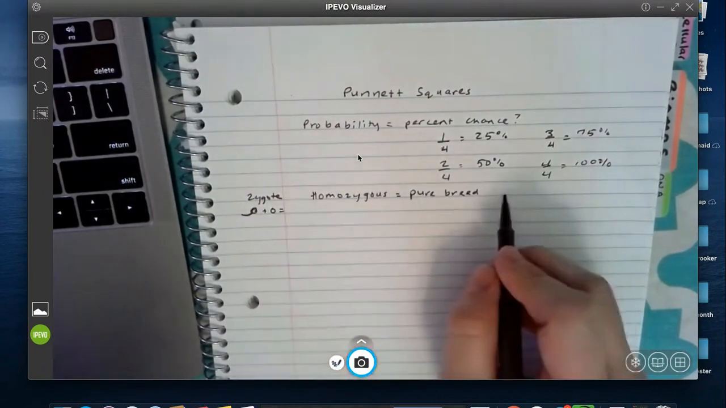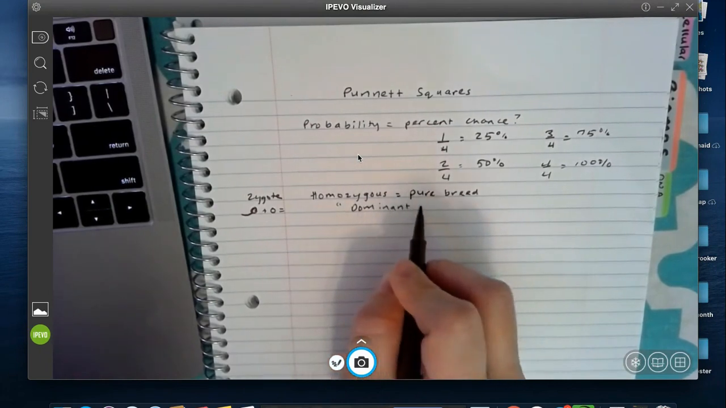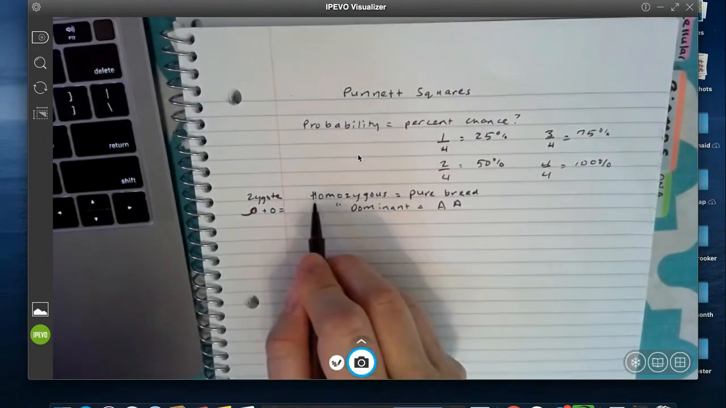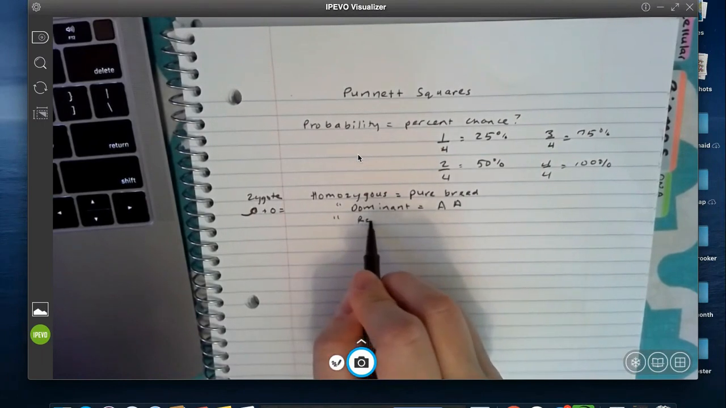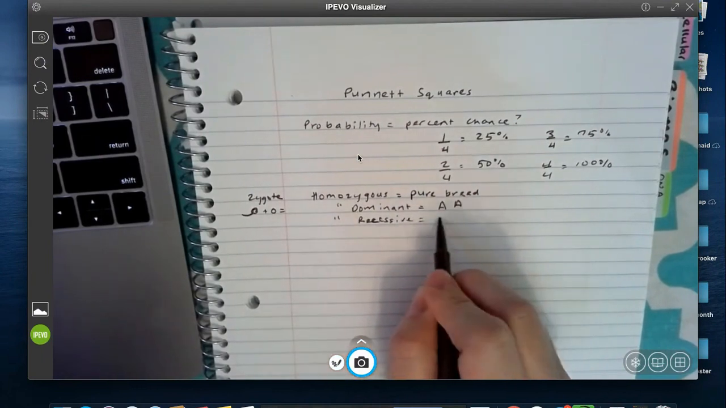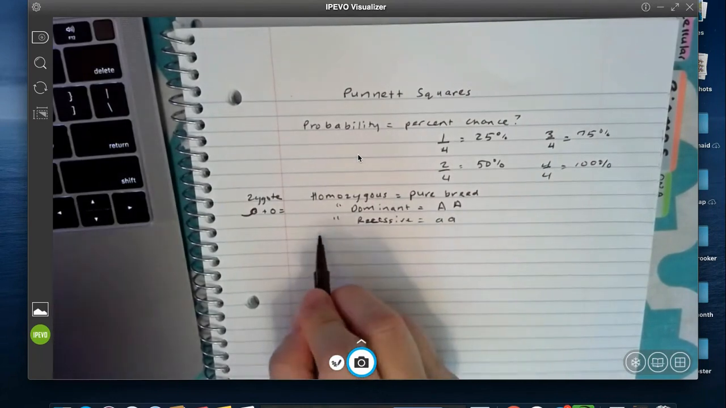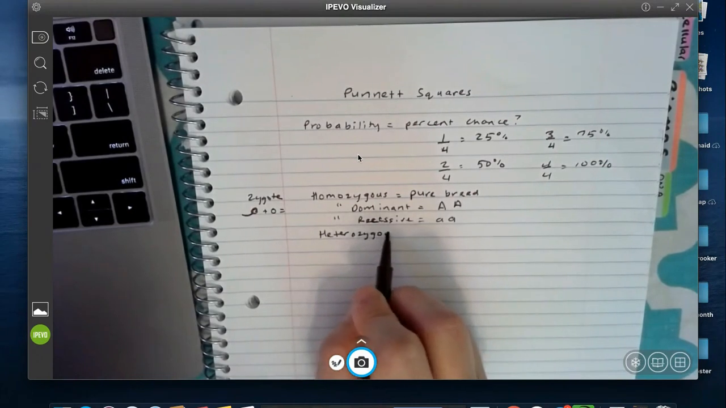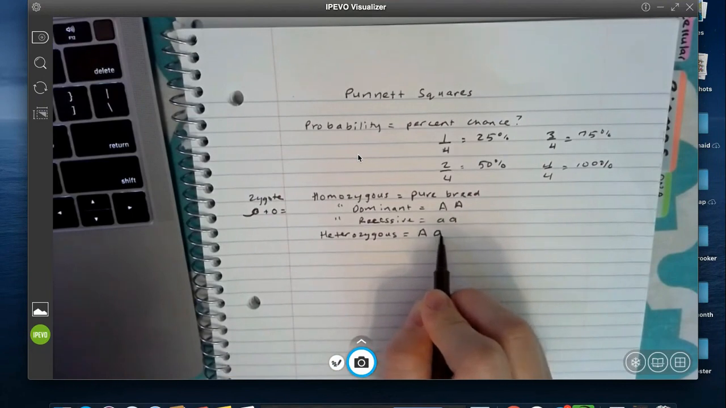So it can either be homozygous dominant, which means it's capital. Both of its alleles are the same. That means it's pure. It's purely one thing. Or it could be homozygous recessive. So that means it's lowercase. Or if it's not a pure breed, it's a mix, we call this heterozygous. And that would be 1 dominant allele and 1 recessive allele.